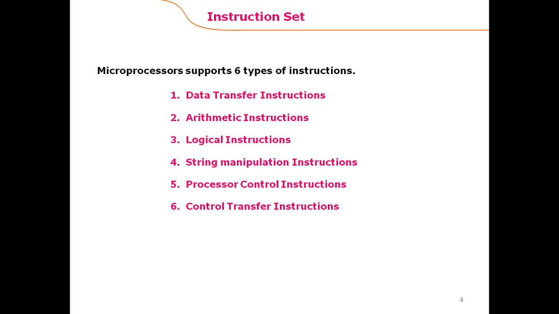And finally, we have control transfer instructions that transfer the flow of control from one place to the other inside the program. For example, jump and call instructions are in this category of microprocessor instructions.